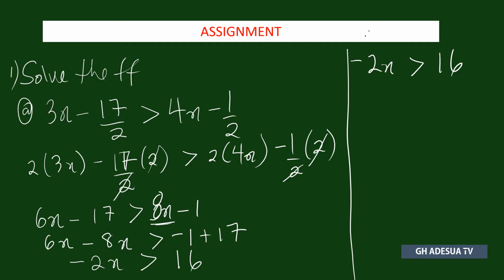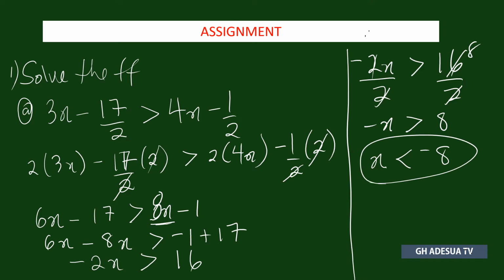Now we want x to stand alone, so we divide through by 2. You have negative x is greater than 8. However, we are making x the subject, not negative x. So you multiply through by negative. Once you are multiplying through by negative or dividing through by negative, the inequality sign changes. So negative x times negative becomes positive x. Immediately the sign changes. The negative times 8 makes it negative 8. So this is the answer for this question.